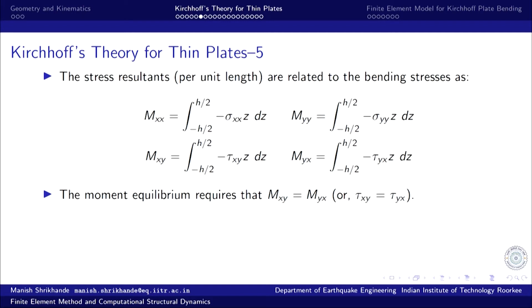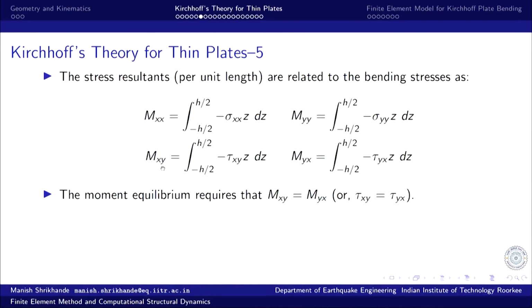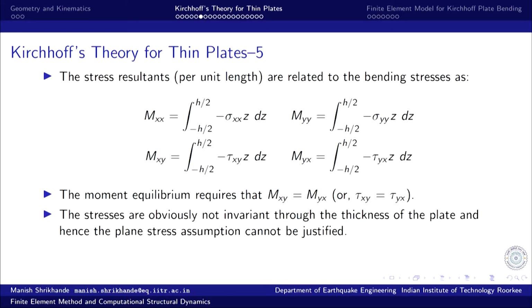And once we impose the moment equilibrium, we will see, from the standard continuum mechanics point of view, that the complementary shears should be equal. So, mxy by corollary would be equal to myx, because tau xy is going to be equal to tau yx.